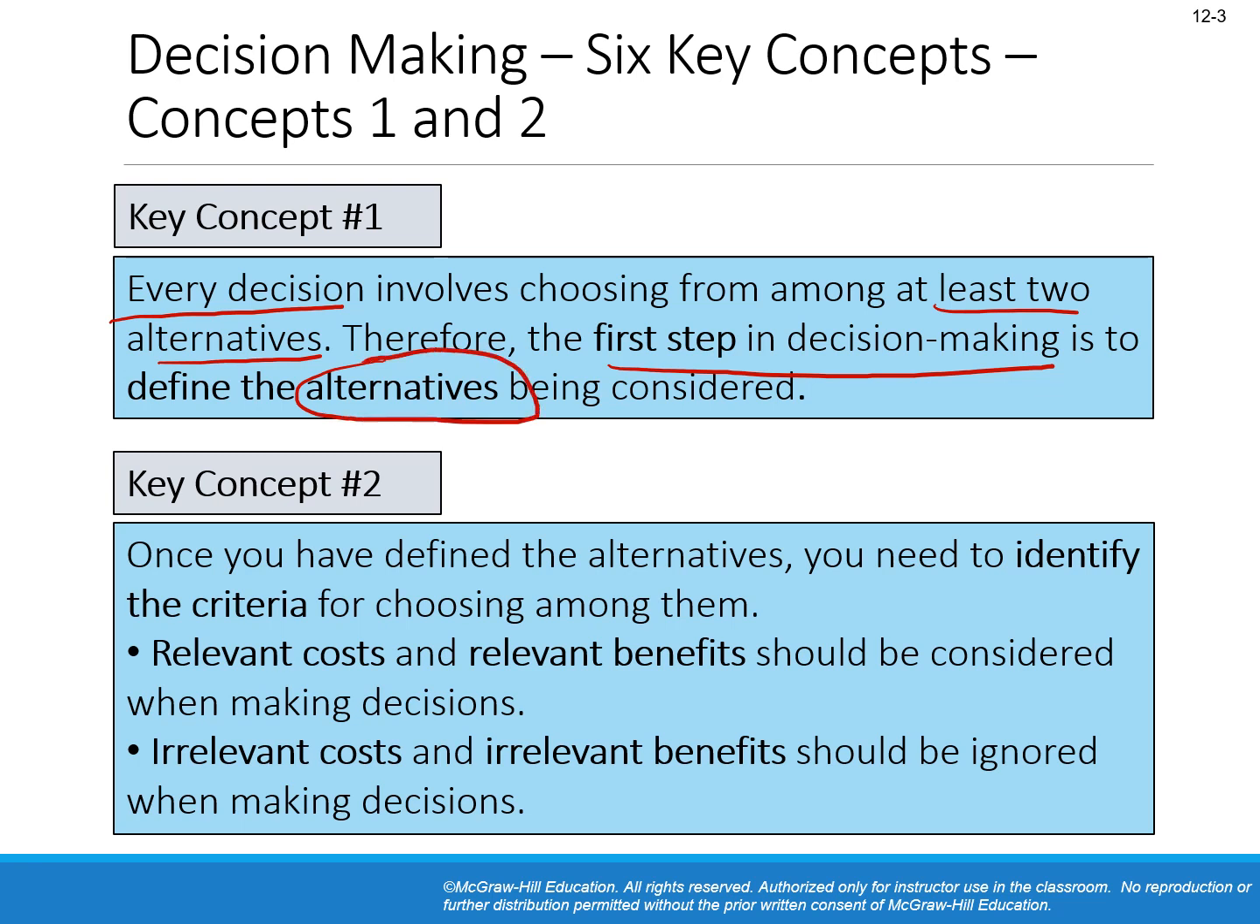For example, the alternative of going to college is going to work, or maybe staying at home and saving the money. So there are always alternatives. Relevant costs and relevant benefits should be considered when making a decision. Irrelevant costs and irrelevant benefits, from the name, should be ignored when making a decision. So the key point here is to identify whether a cost or benefit is relevant or irrelevant to your decision.